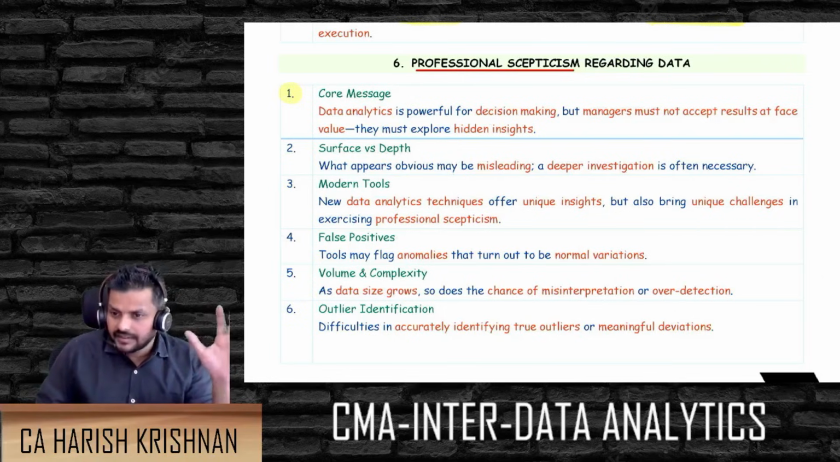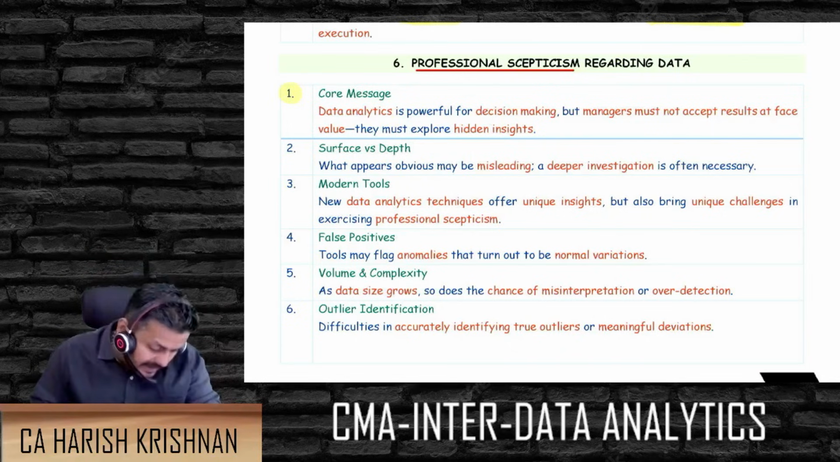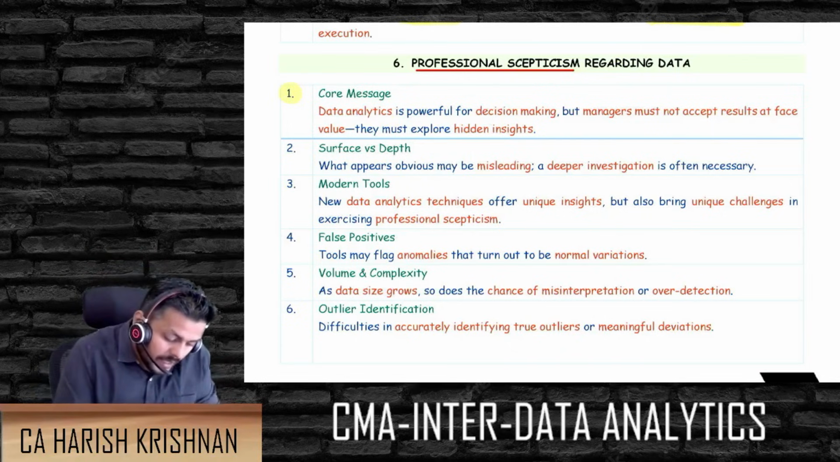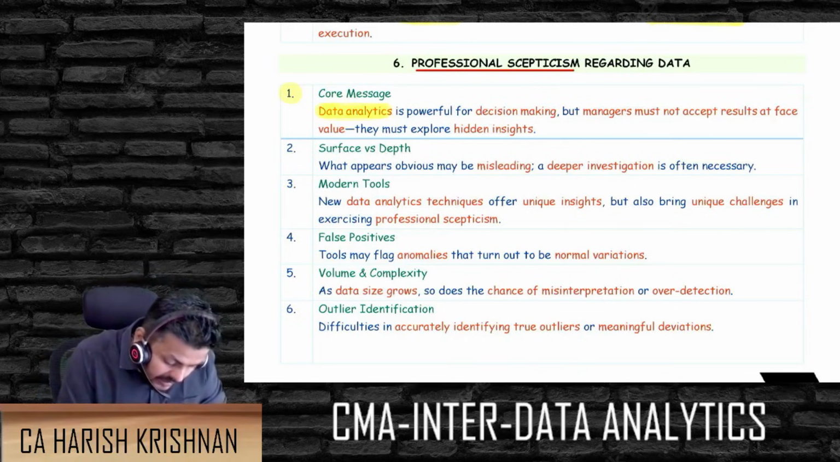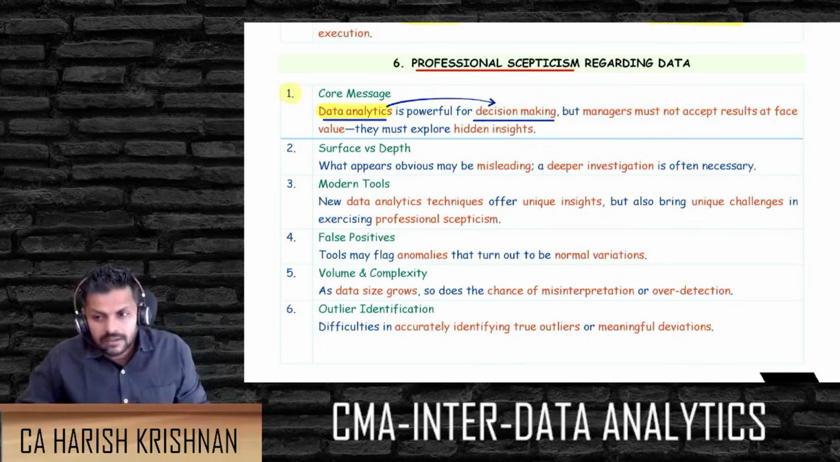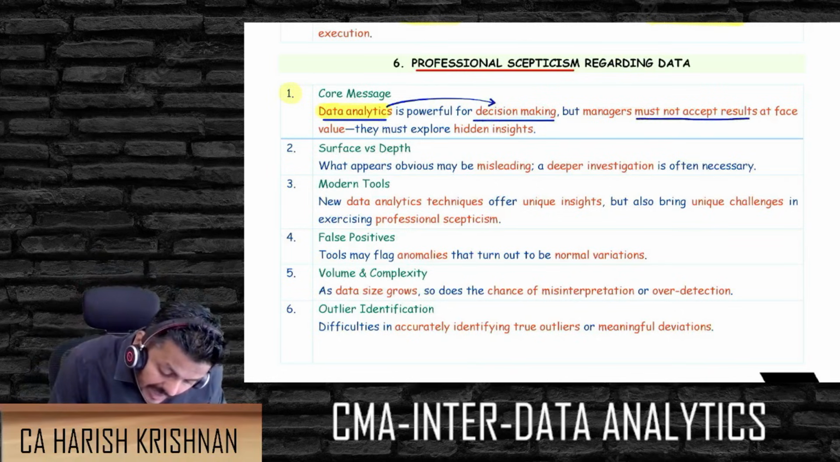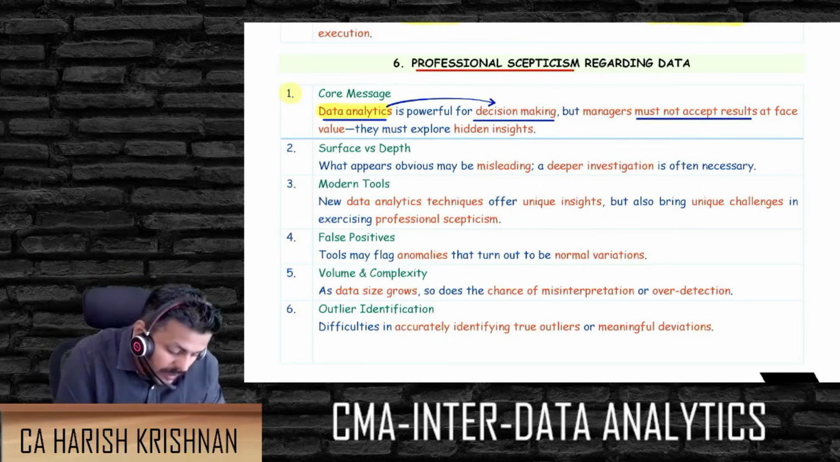What generally doesn't happen, then in such cases you have to introspect or highlight that. Let us see what is the main message. Guys, data analytics is a very powerful topic for decision making. Analyzing the data is very useful for decision making. Correct? Now listen carefully. But managers must not accept the results at face value.